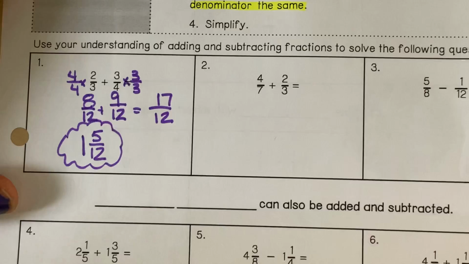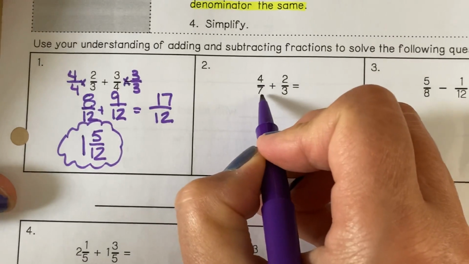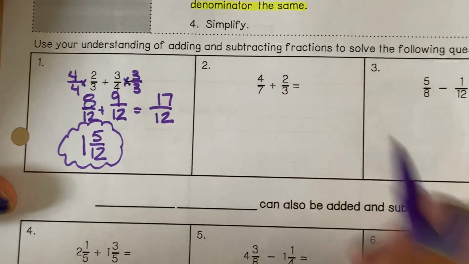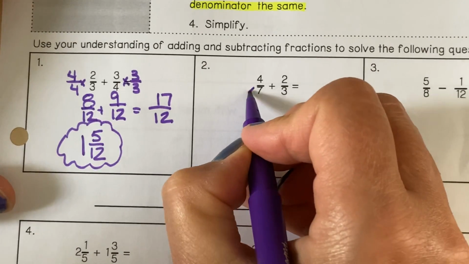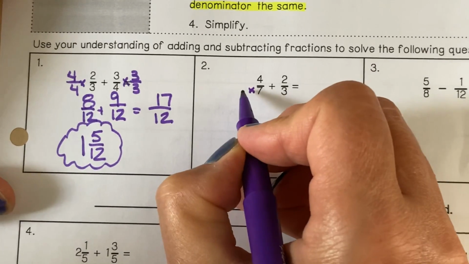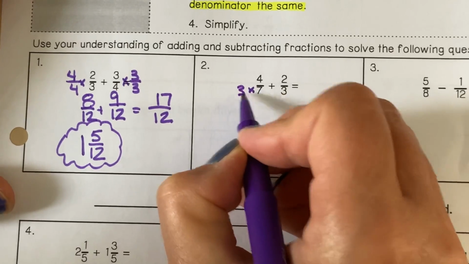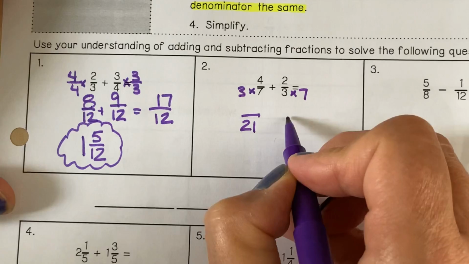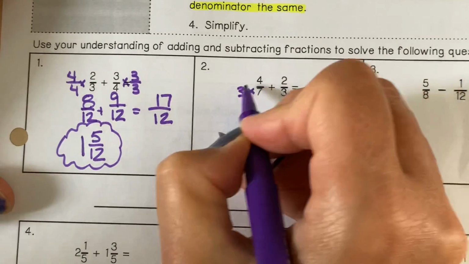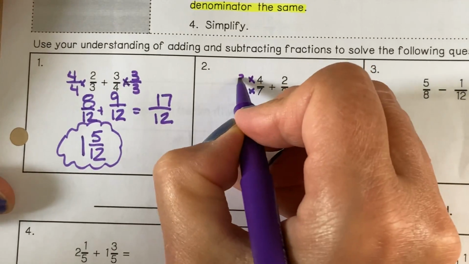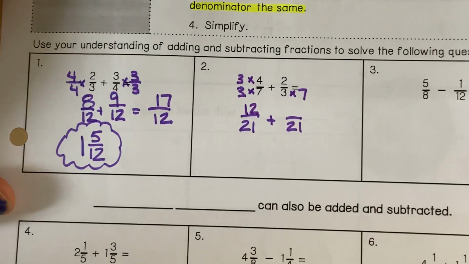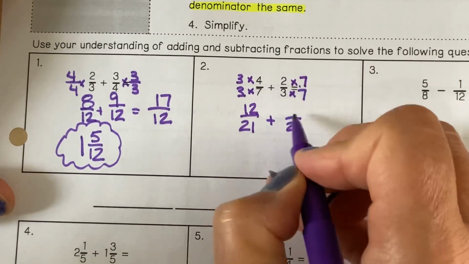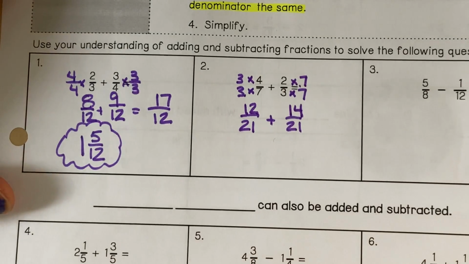Now I'm gonna look at my denominators and I'm gonna say that's a 7 and that's a 3. They're not the same, okay? So I would say, okay, well, if I multiply, I know 7 and 3 both go into 21. So 7 times 3 is 21, and 3 times 7 is 21. Whatever I did to the denominator, I have to do to the numerator. So that gives me 12 21sts. That gives me 14 21sts.